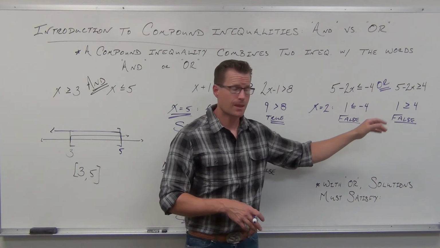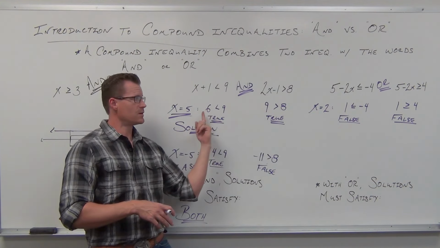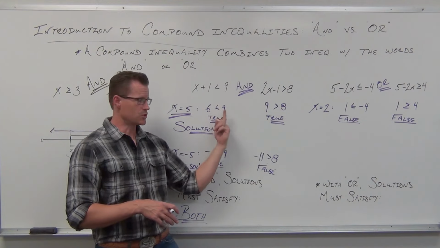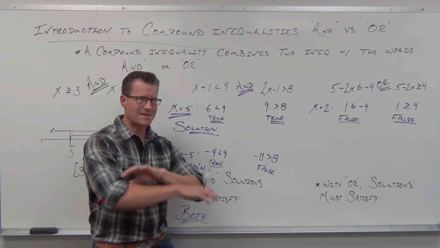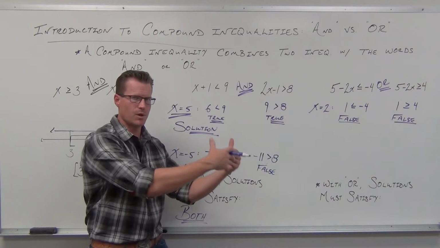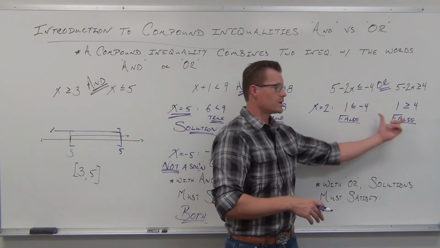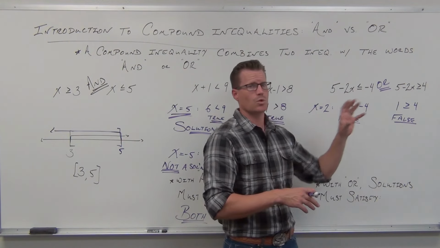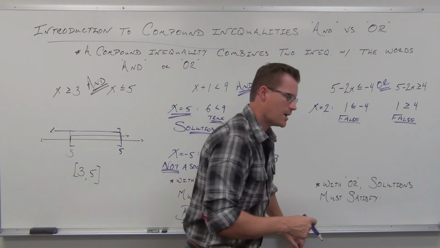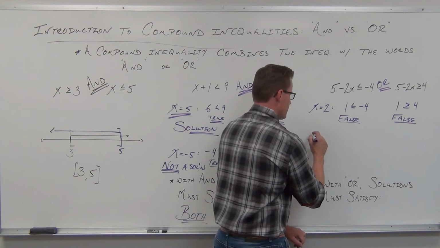For and, it must be this. It's got to satisfy both, or it's not a solution. So down here, what's true and false, that doesn't work for and. You've got to be in both. For or, the only time you don't get a solution is if that number doesn't work in either one of them. For instance, let's try x equals negative 3.